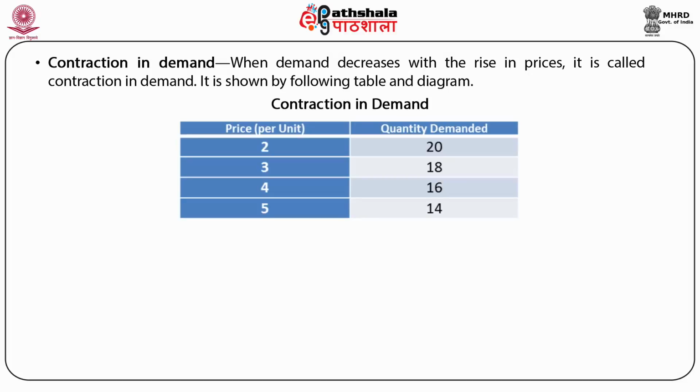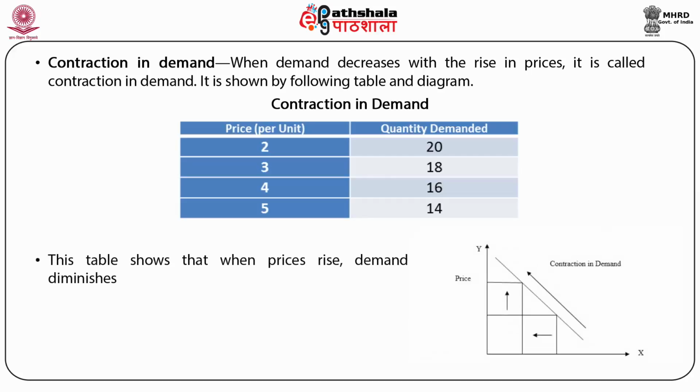When the price of the commodity is 2, quantity demanded is 20. When it goes up to 3, the quantity demanded decreases to 18. This table shows that when prices rise, demand diminishes. It can be shown with the help of a diagram also. In the x-axis we take demand and in the y-axis we take price. The upward arrow shows the contraction in demand.